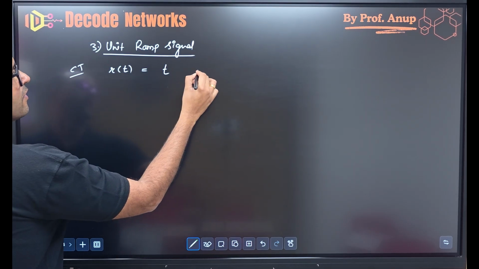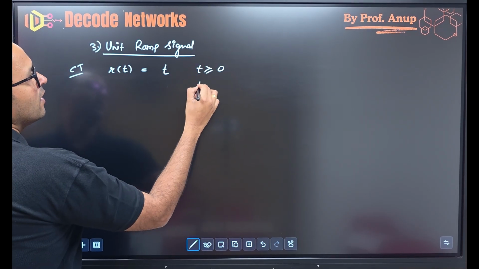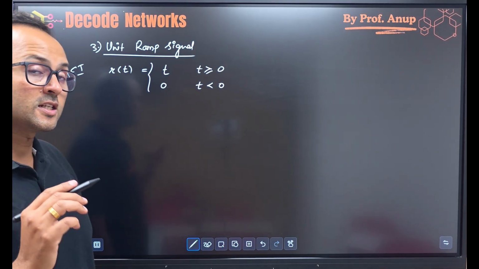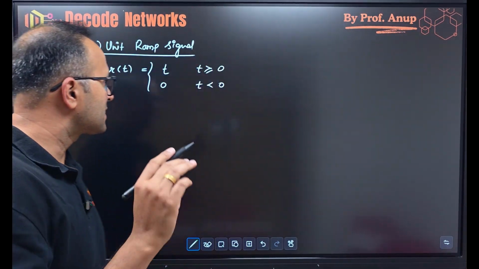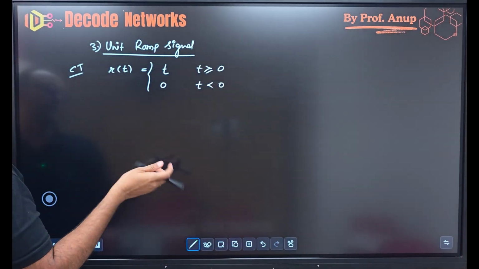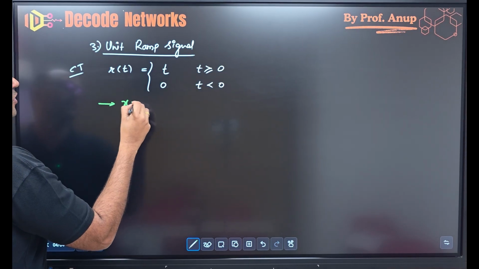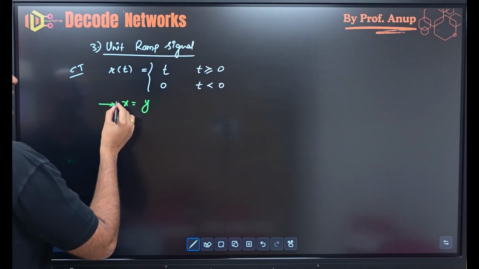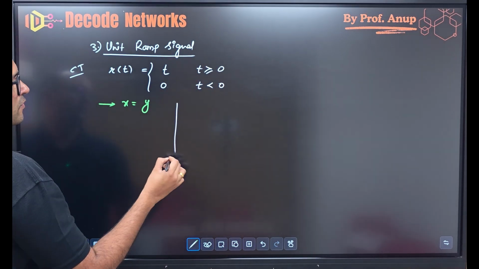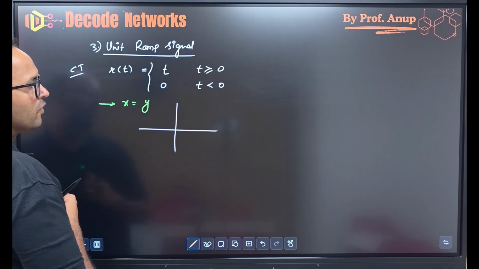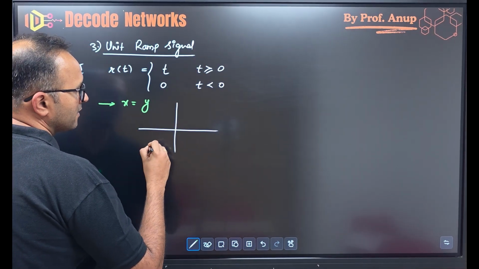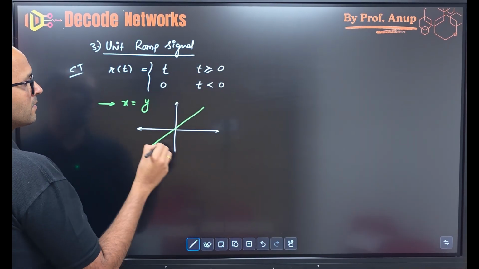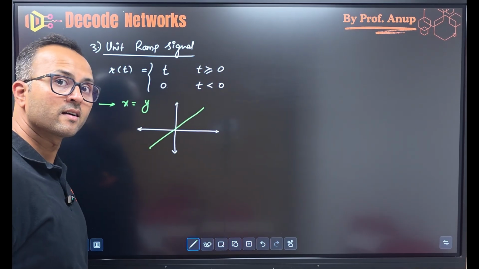but t, where t is greater than or equal to 0. When t is less than 0, your signal is 0. See, try to understand with respect to maths. Suppose for example, what is the line x equal to y? When the equation is x equal to y, you will be getting something like this. This is nothing but something said to be a ramp, and this is the equation of x equal to y, correct?